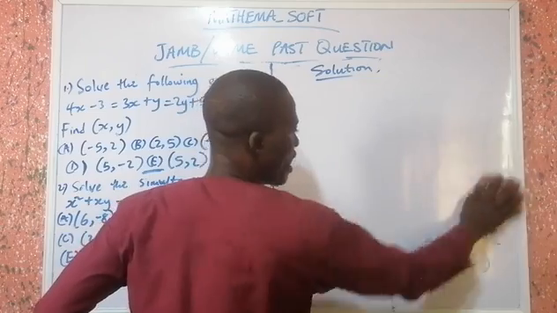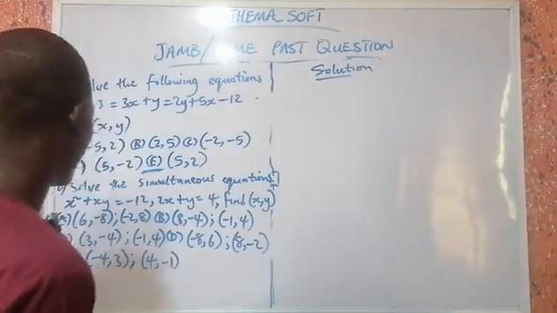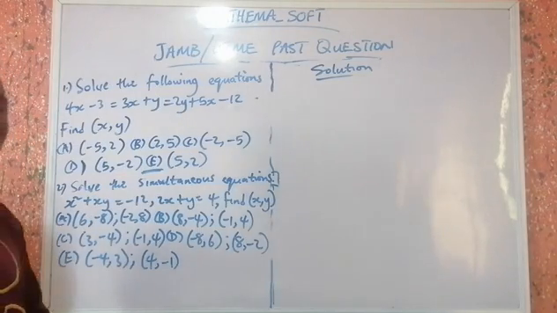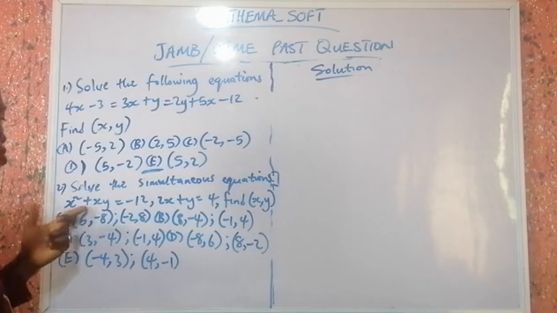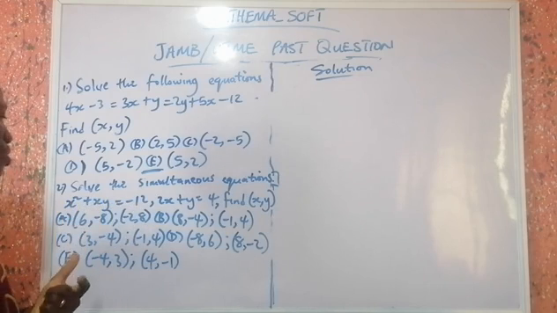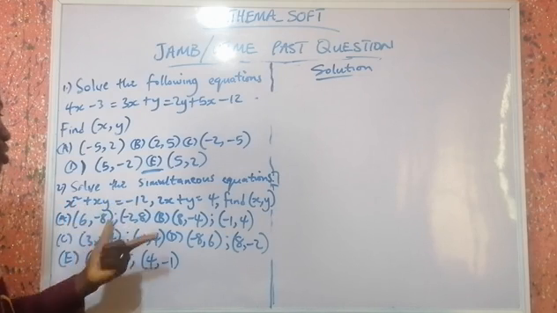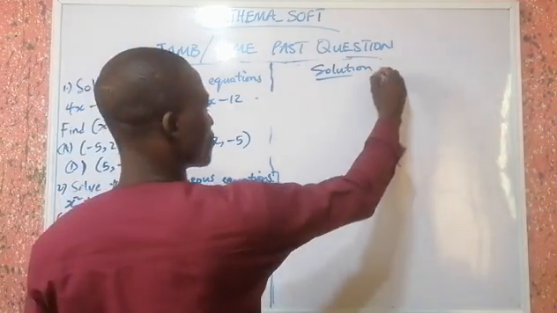Question number 2 is a peculiar one. It's actually a simultaneous equation involving one quadratic equation and one linear equation. So you can see that I have x squared plus xy equals to minus 12, which is the quadratic equation, and this is the linear. So let's write them together.